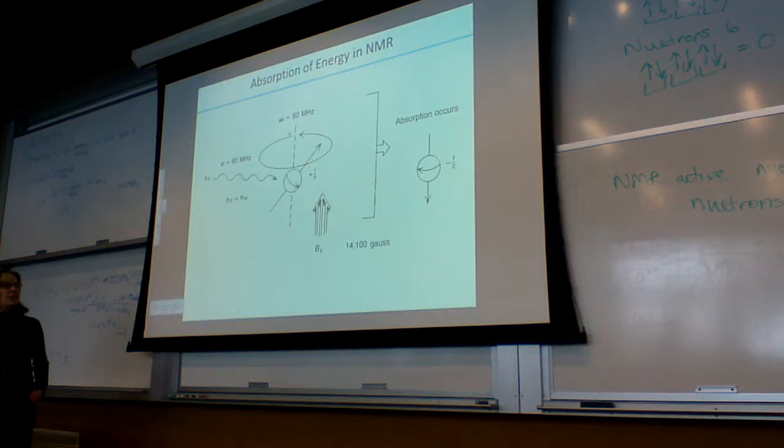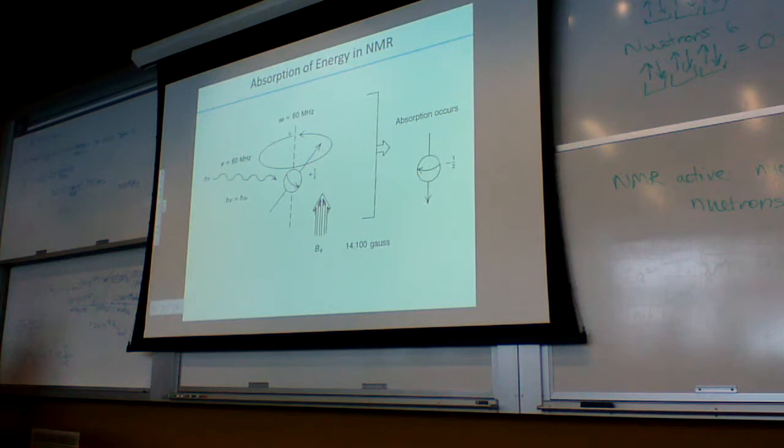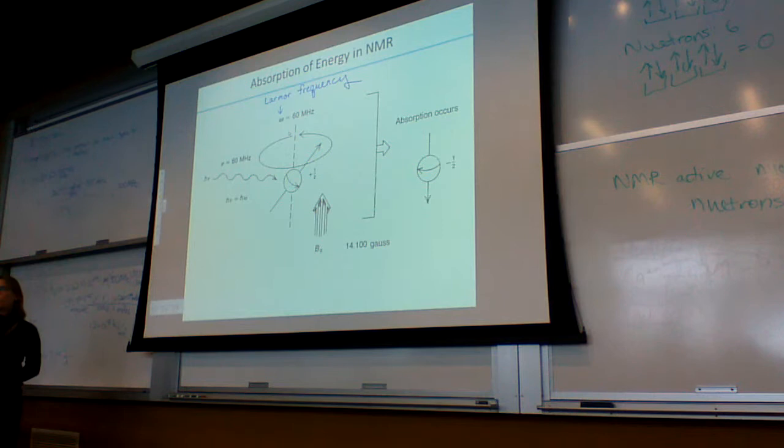So the nucleus is going to be precessing, and the omega, lowercase omega, Greek. So our omega is going to be our Larmor frequency. That's the frequency at which this nucleus is precessing around the axis here.